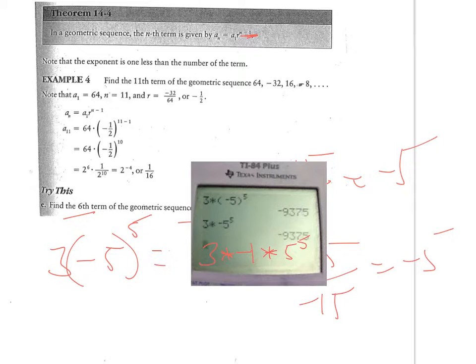So your best bet is to make sure to enclose your negative number, or your base, your common ratio, in parentheses. That way, you make sure you do the order of operations right. Be ashamed to do all that work and get it wrong because of a calculator entry error.